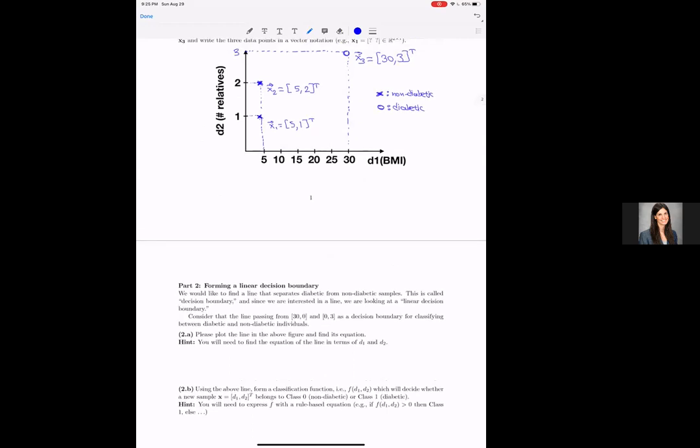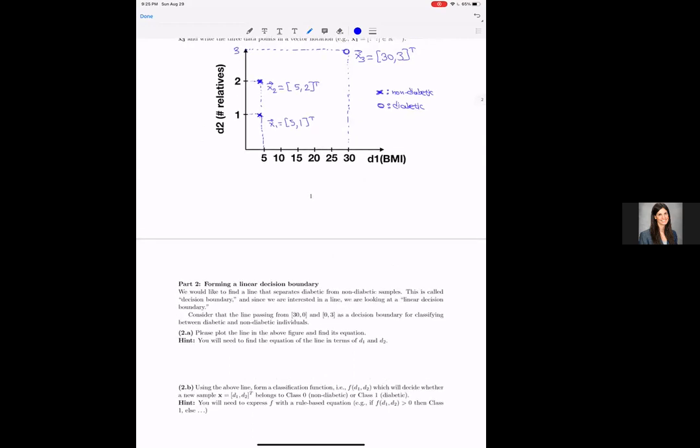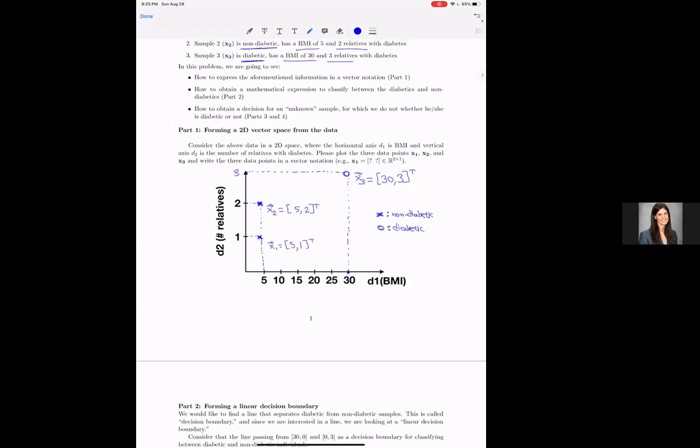So we find 30, 0. We also find 0, 3. We plot the corresponding line, somehow like that.